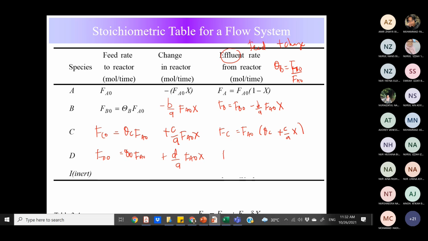Alright, and then we have FD here, we have FA naught, and then we have theta D plus with the D over A times with the X. Okay, sama juga macam yang buat tadi, which is contohnya N tadi, NA naught, this one is ND, is equal to theta D plus D over A X. Dia sama je, cuma you tukar F dia. Okay?